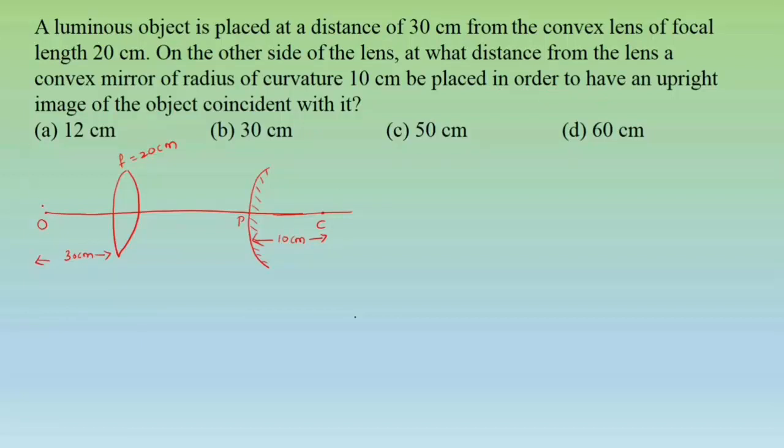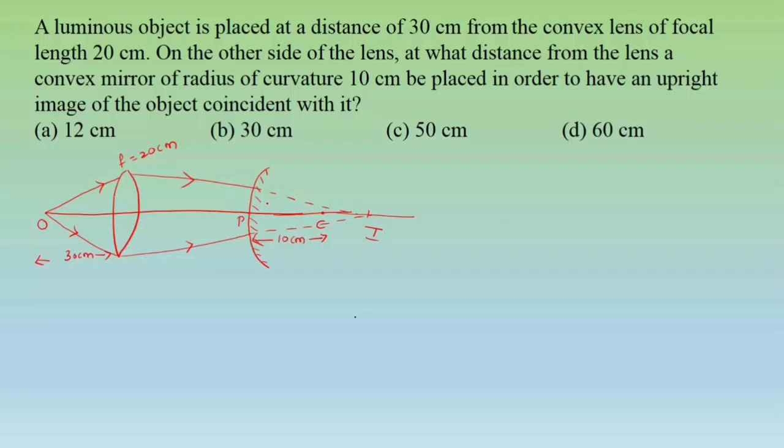See here, when light radiations are emitted from this luminous object, now it falls on the lens. Two times refraction of light takes place. These refracted rays are going to fall on this convex mirror. When it falls on the convex mirror, diverging of light takes place, so that it appears to be coming from a point. That point we are going to consider as the image. Now the question is, at what distance from the lens the convex mirror can be placed, so that we should get the image of the object coincident with it.